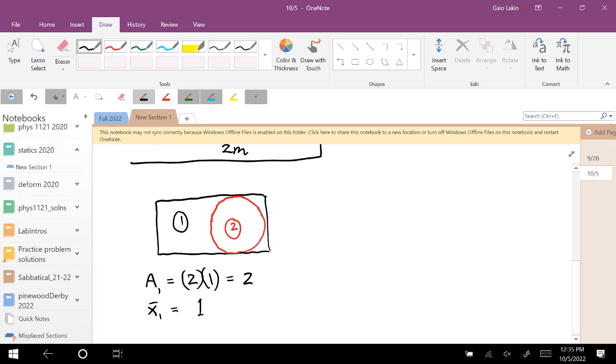The circle, the area is pi r squared for the circle. The diameter is 1, so the radius is half. So this is pi over 4. So that's about 0.785.